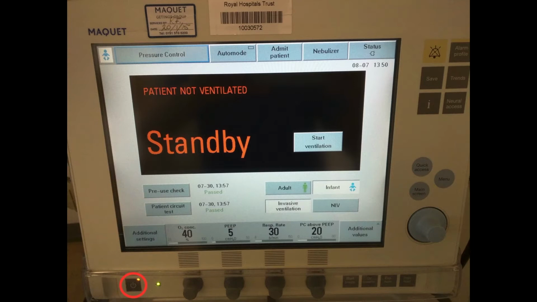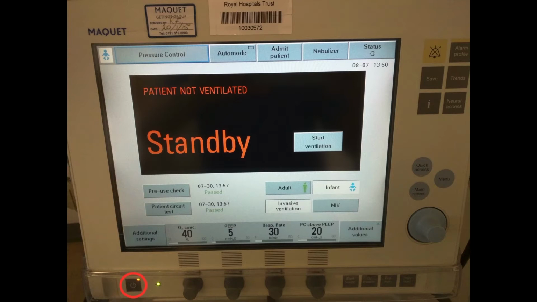You're going to have to turn the ventilator back into standby. There'll be no ventilation for a period of time. We can then set up non-invasive ventilation, and then press the button again, the power button, to start the ventilation in non-invasive mode. So there's going to be a period where the ventilator won't be ventilating.